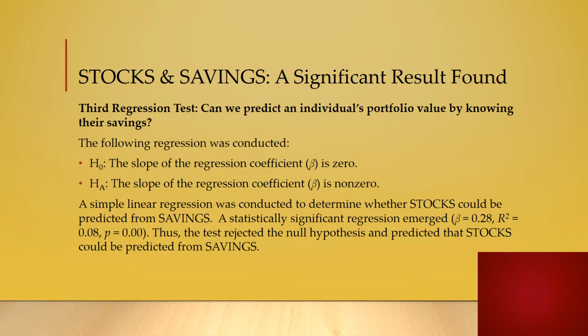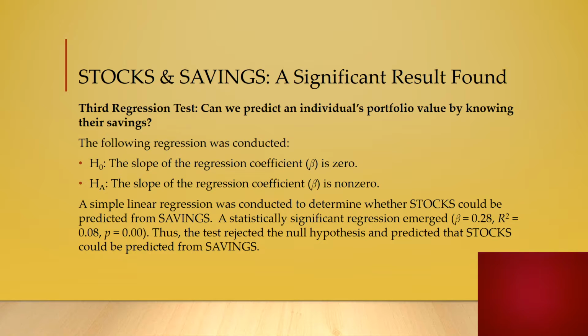On the third regression test, we looked at the variables of stocks and savings. The question that we were asking is, can we predict an individual's stock portfolio value by knowing their savings? So the following regression test: the null hypothesis, the slope of the regression coefficient is 0; the alternate hypothesis, the slope of the regression coefficient is not 0.